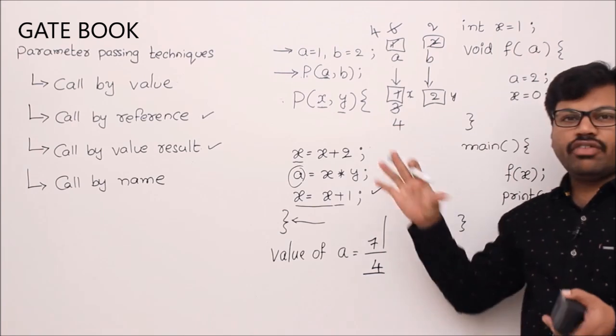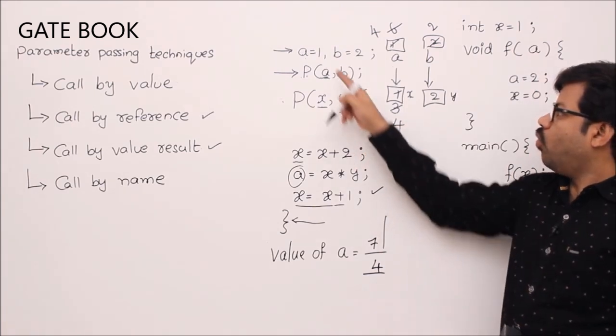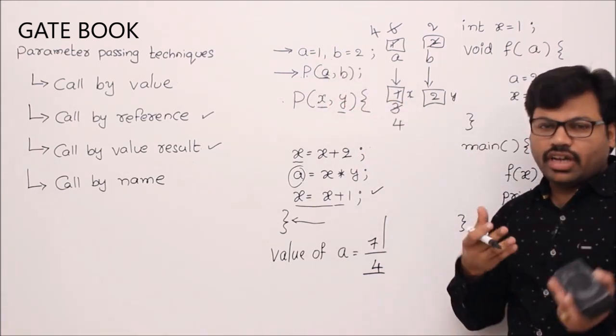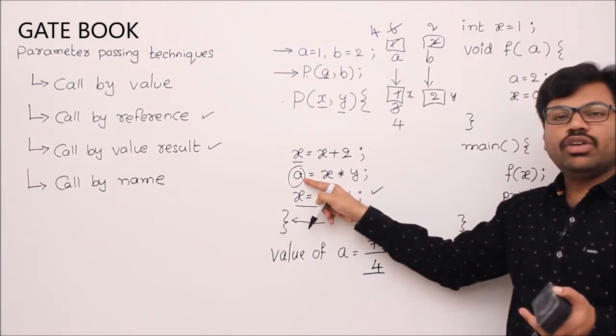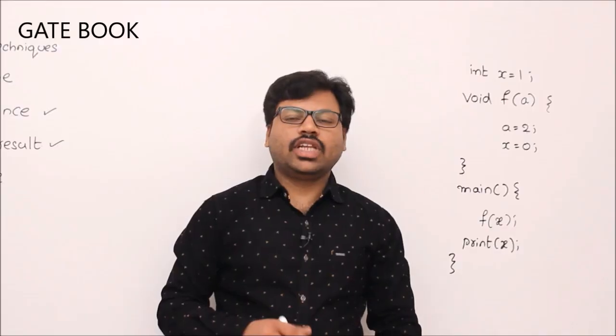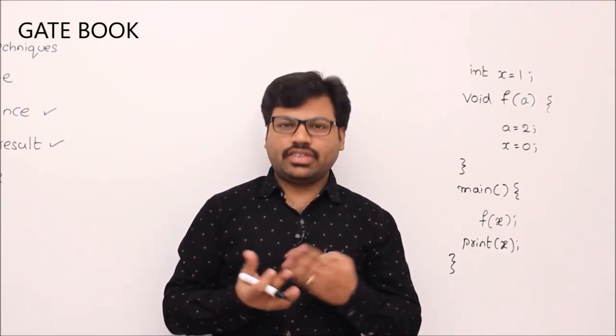The reason number 1 where you get different answers is if one actual parameter also is a global value, and if you refer to that global value, then definitely you get different answers, right? Let's see one more example of call by value result.